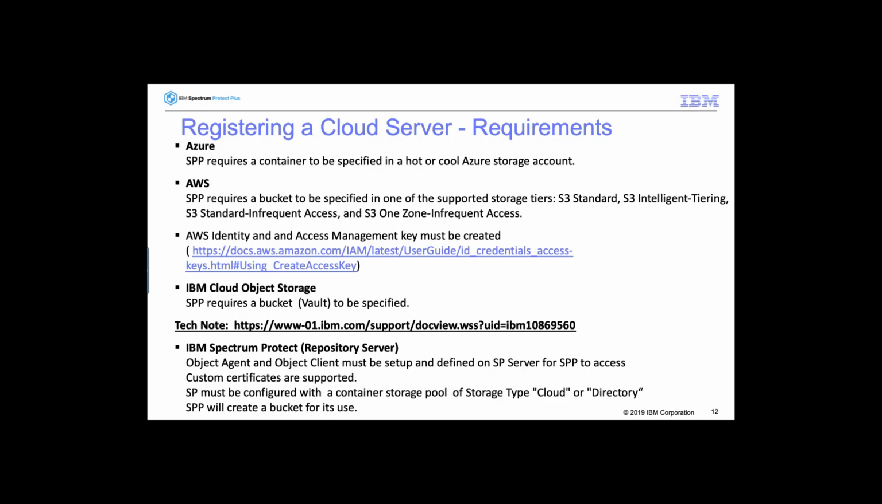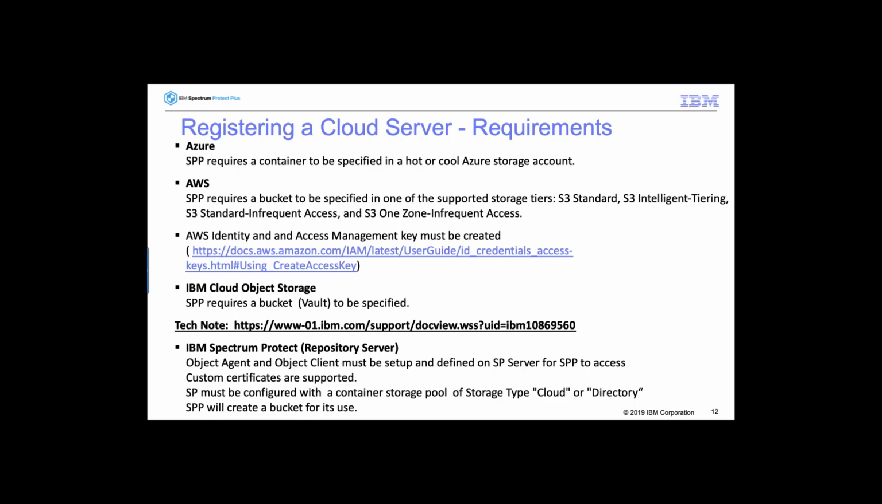But you will have to create the bucket where this data is stored in advance. For IBM Cloud Object Storage, again, you will have to create the bucket where the data is stored. And a little bit further in this presentation, we're going to talk about Spectrum Protect as a repository server. But in summary, you do need to set up the object agent and the object client, and we're going to talk about that coming up in some slides if you're using Spectrum Protect.